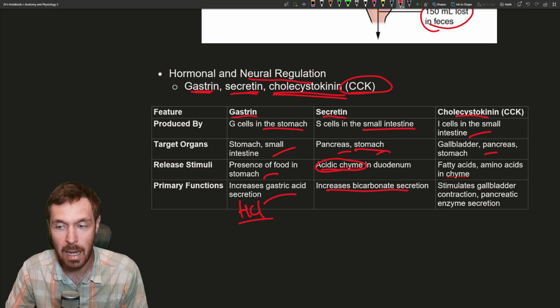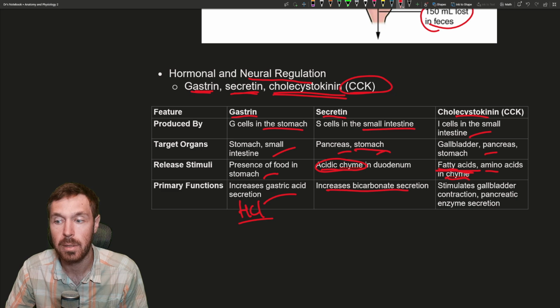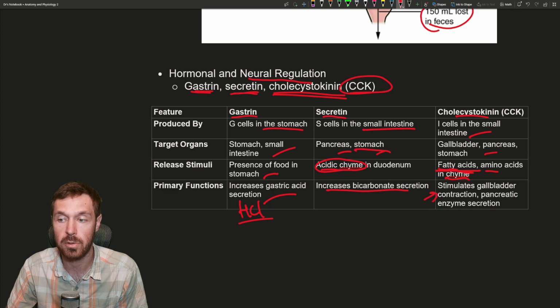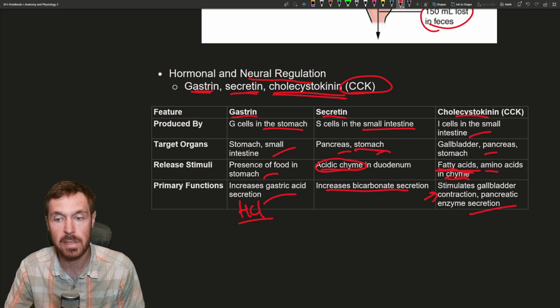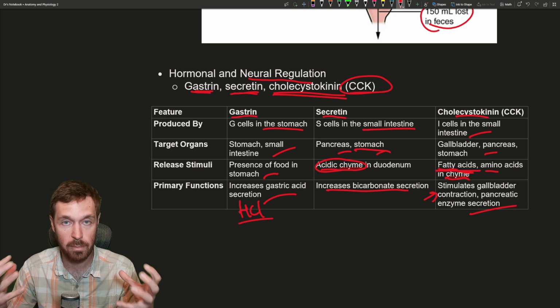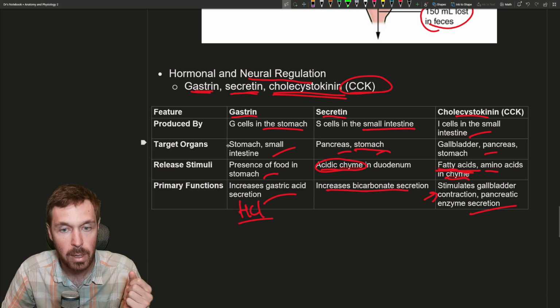And then CCK, due to the presence of fatty acids, amino acids, and chyme, so mainly here fatty acids, we need bile. So it stimulates the gallbladder to produce bile and then also causes the pancreas to release enzymes to break down those proteins. So all of these are just hormones that are part of the digestive system that play a very, very important role in it.